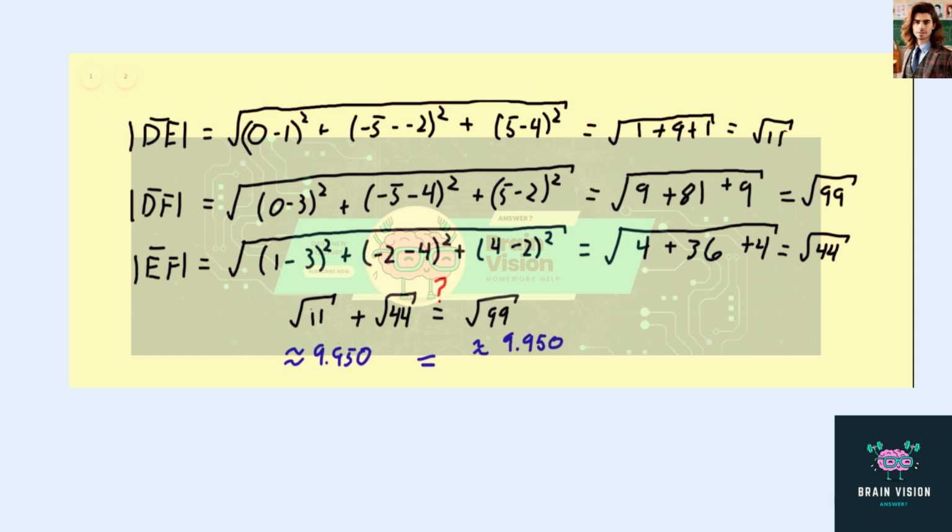So for part B, yes, these are collinear because the two smaller segments add up to be the same length as the longer segment. All right, we are done.